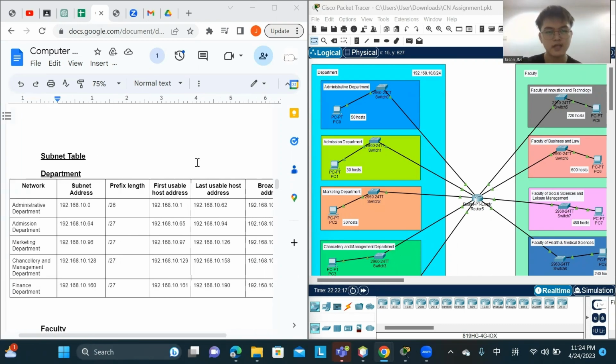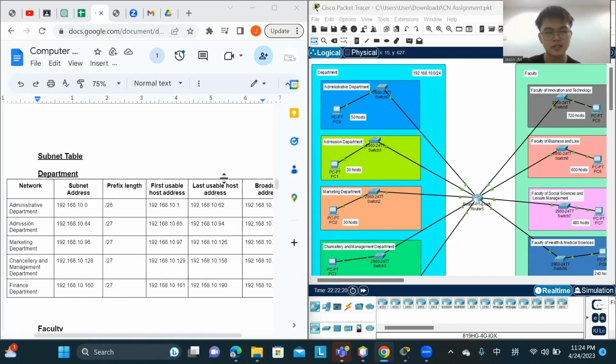The first usable host address and last usable host address are in the range between the first IP address and the last IP address. It is in the middle. So the first usable host address will be 192.168.10.1 and the last usable host address will be 192.168.10.62.